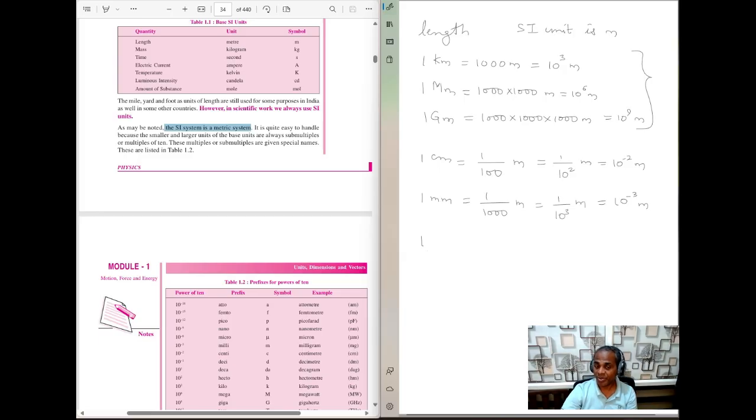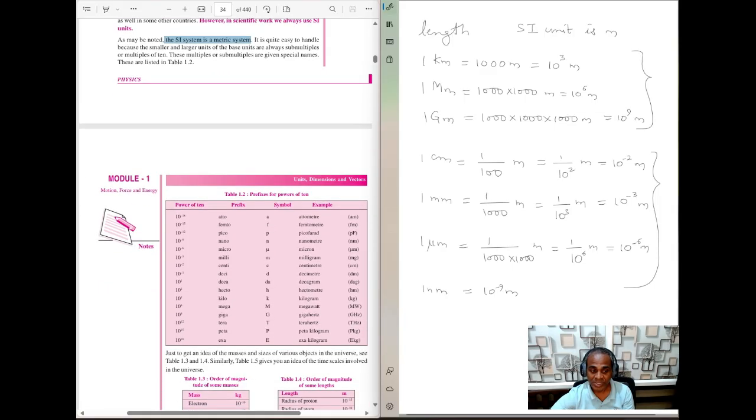1 micrometer, short form we write as mu, is a Greek symbol. It's a still smaller unit. It is nothing but 1 by 1000 into 1000 meter, which is nothing but 1 by 10 raised to 6 meter, which is 10 raised to minus 6 meter. 1 nanometer is similarly 10 raised to minus 9 meter, and so on. These are all submultiples of 10. That's why we say SI unit is a metric system.